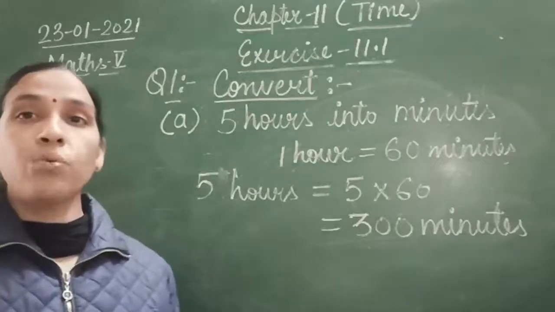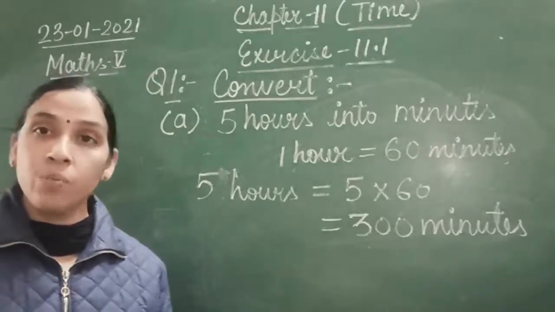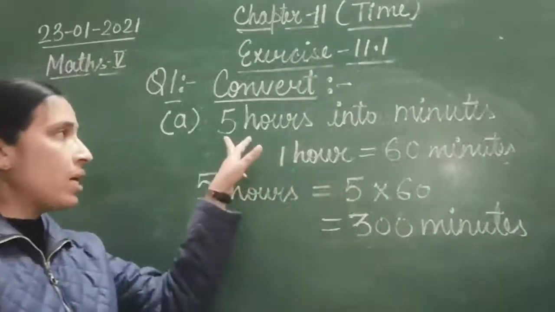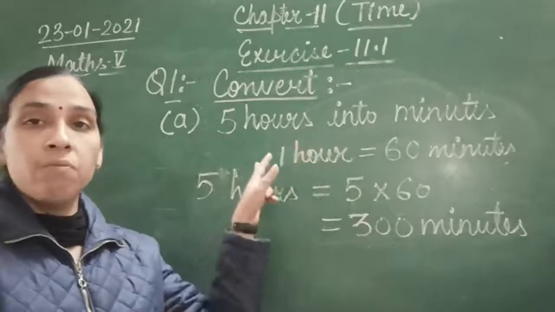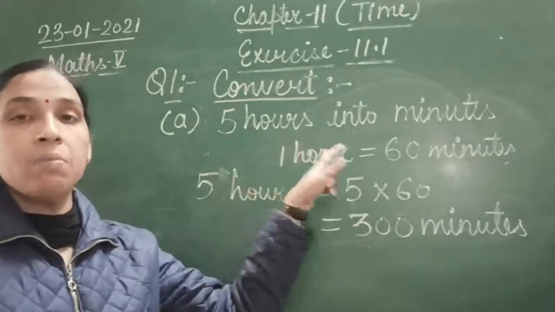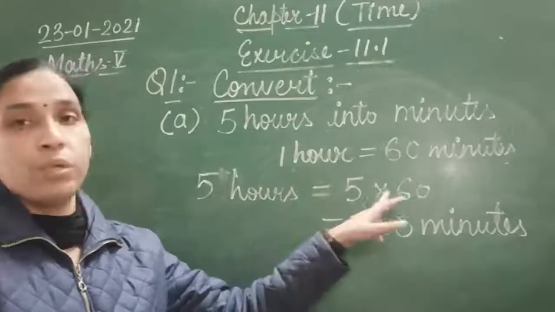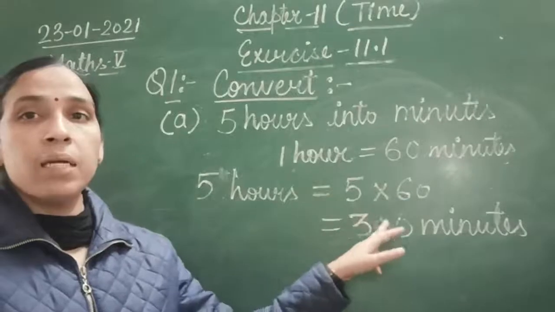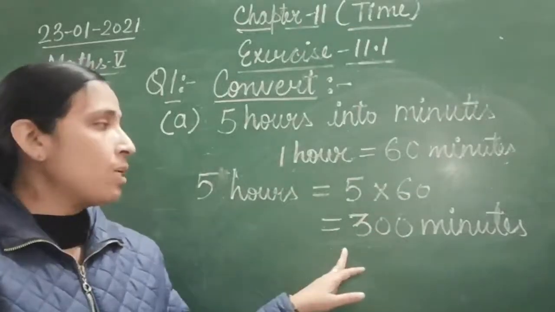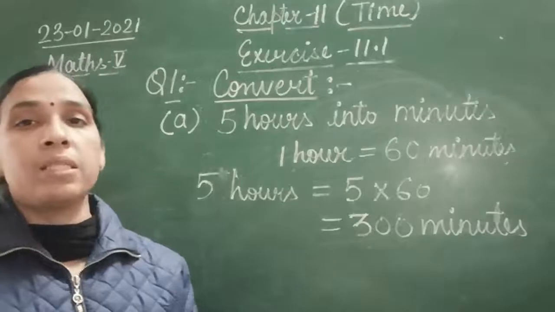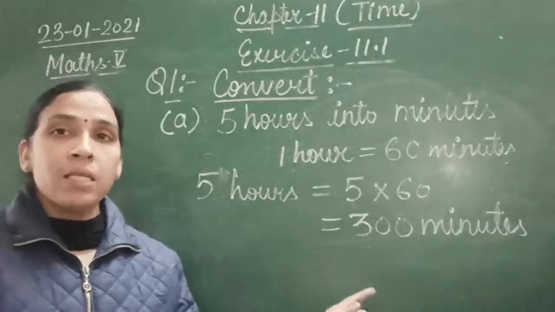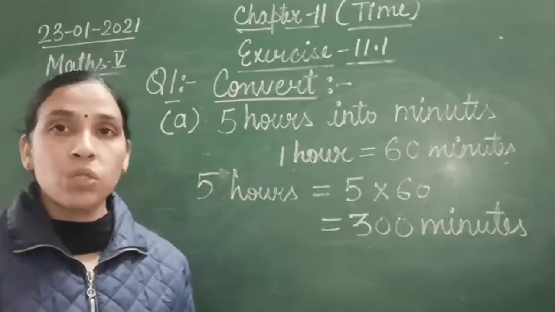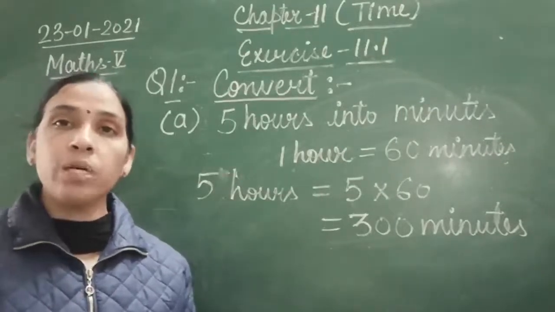So children, this is your question number 1, exercise 11.1, convert, and the A part in which you have to convert 5 hours into minutes. Find the relation between hours and minutes. We know 1 hour is equal to 60 minutes. So 5 hours is equal to 5 multiplied by 60, which is equal to 300 minutes. So that is your question number 1. Tomorrow we are going to continue from the same question 1 of exercise 11.1.